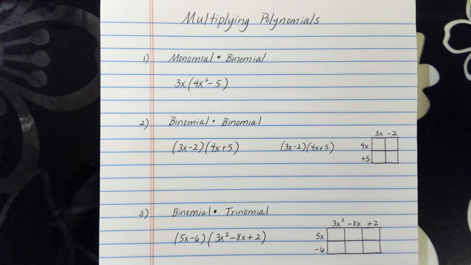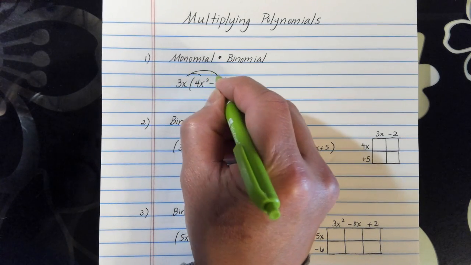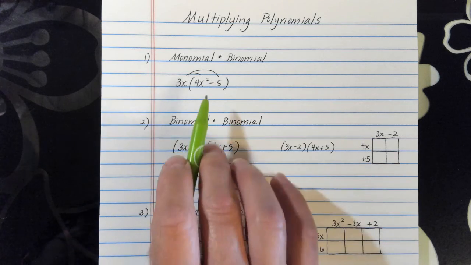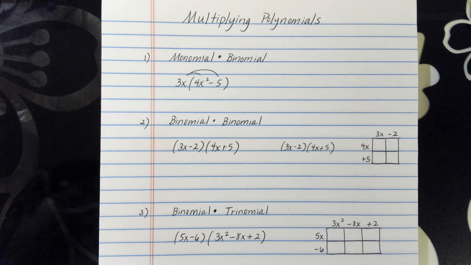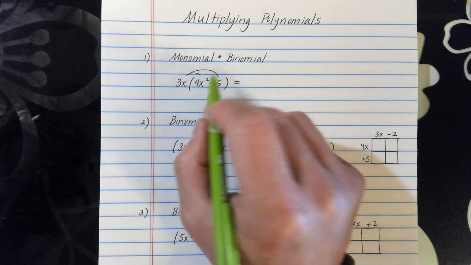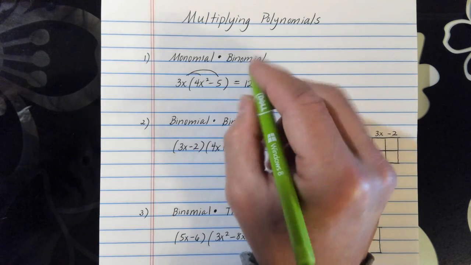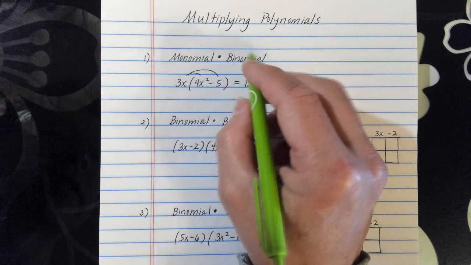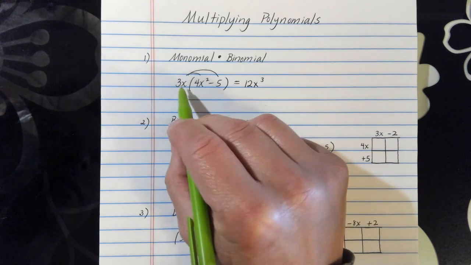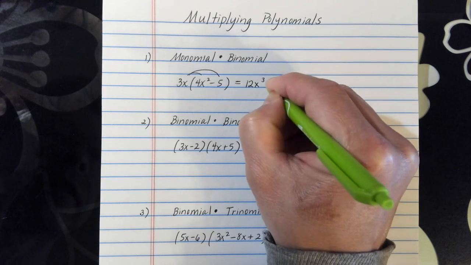Okay, next lesson is multiplying polynomial expressions. Start off with a monomial times a binomial. You're just distributing the 3x to both terms, or if there's 3 terms inside the parentheses, whatever. And let's see, 3x times 4x squared. If you remember from the exponent unit, you add exponents when you're multiplying. So x times x squared is x to the third. 3x times negative 5 is negative 15x.